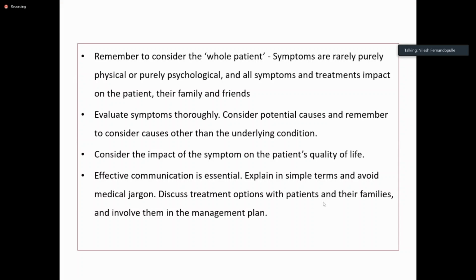And have a treatment plan, a management plan, and get the family and the patient involved in that plan so they feel part of it. Then they will feel empowered and feel that their symptoms are actually getting better.